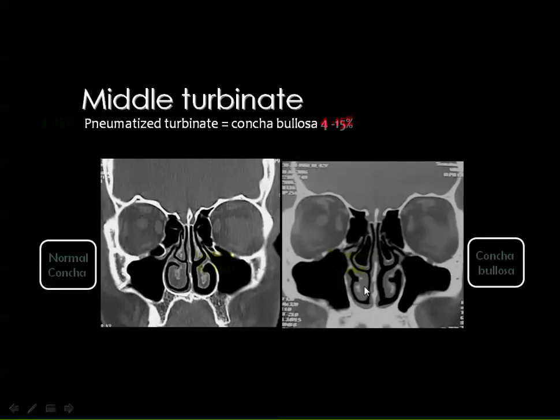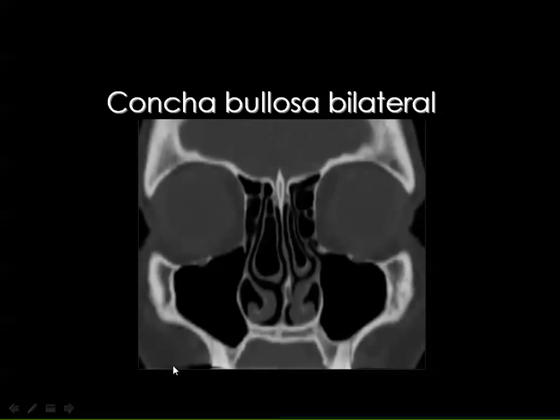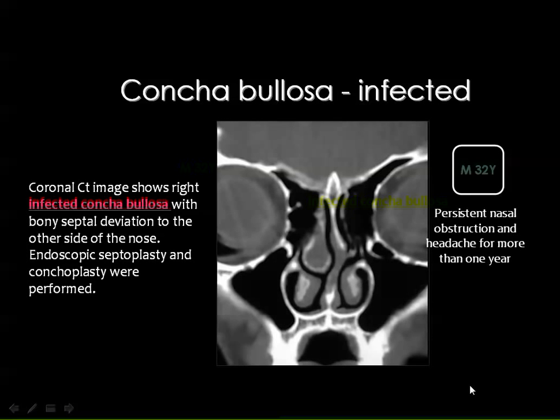Concha bullosa can be unilateral or can be bilateral, can be symmetric or asymmetric, one small and the other one large. And this is an example of pneumatization of the crista galli and pneumatization of the middle concha on the right side with marked deviation of the nasal septum to the left side. And this is an example of bilateral pneumatized concha bullosa, a smaller one on the left and the sizable one on the right side. The concha bullosa can be infected similar to the sinuses.